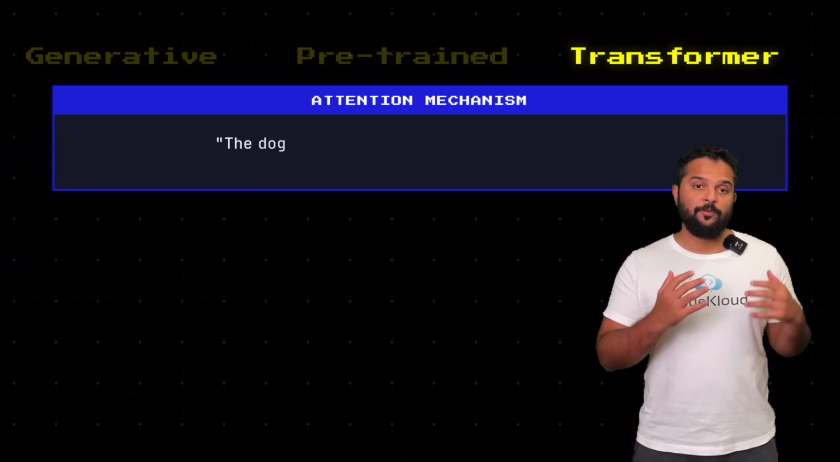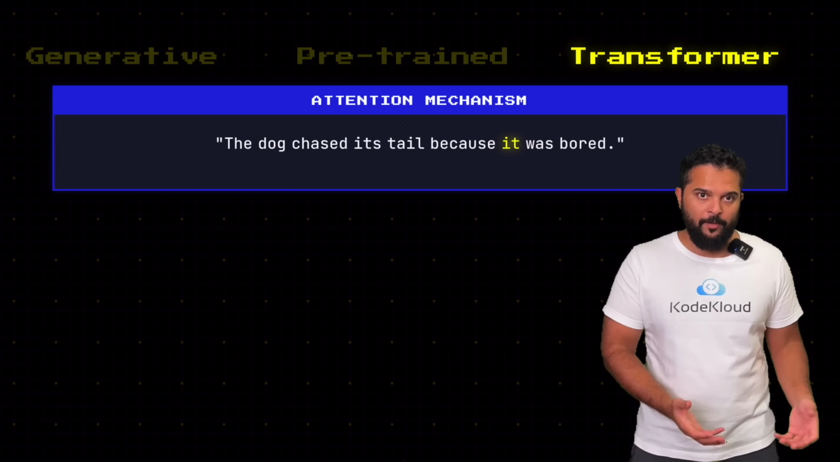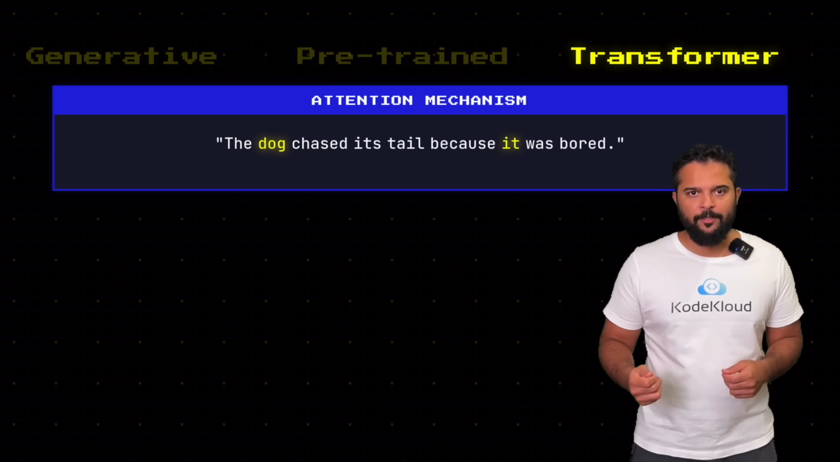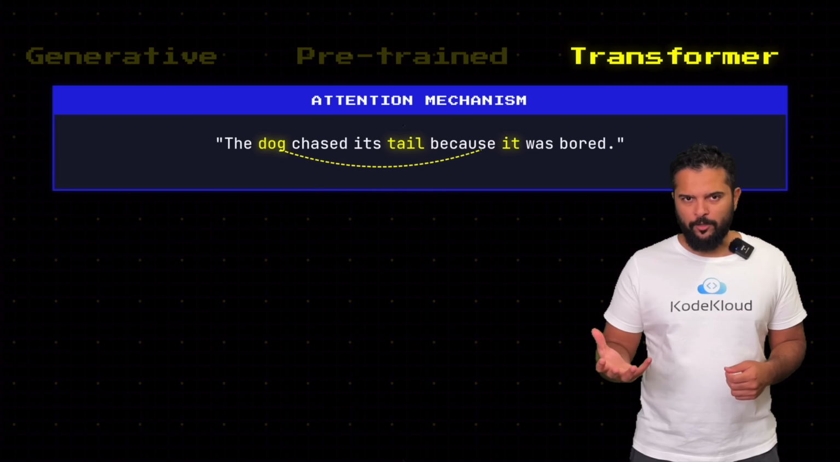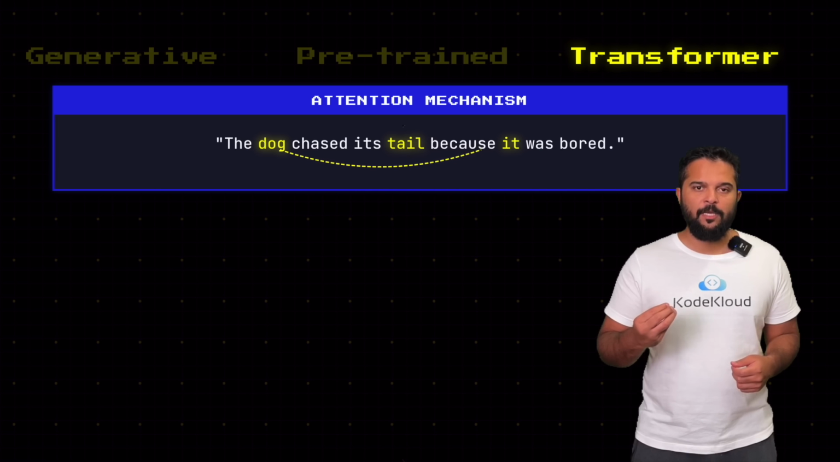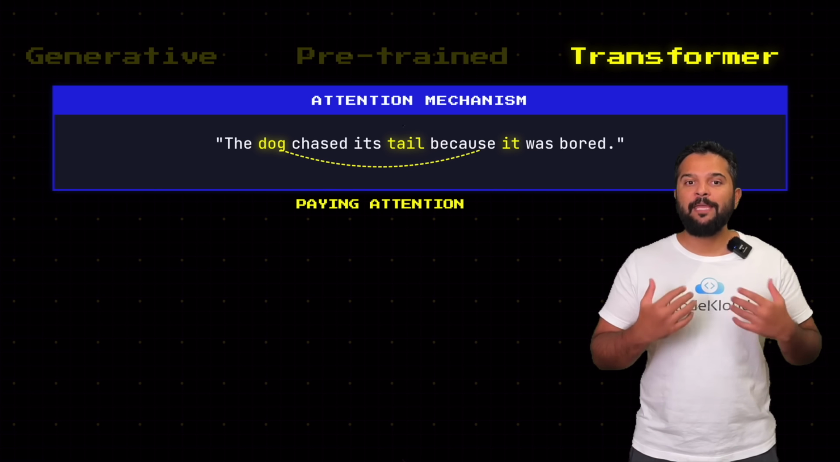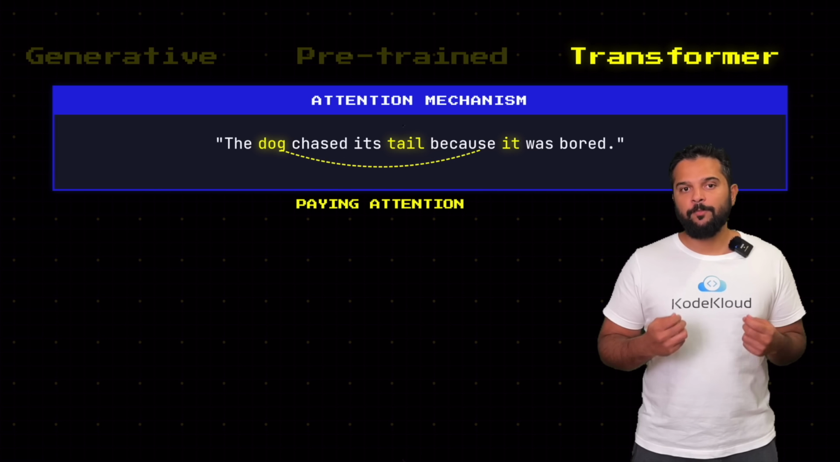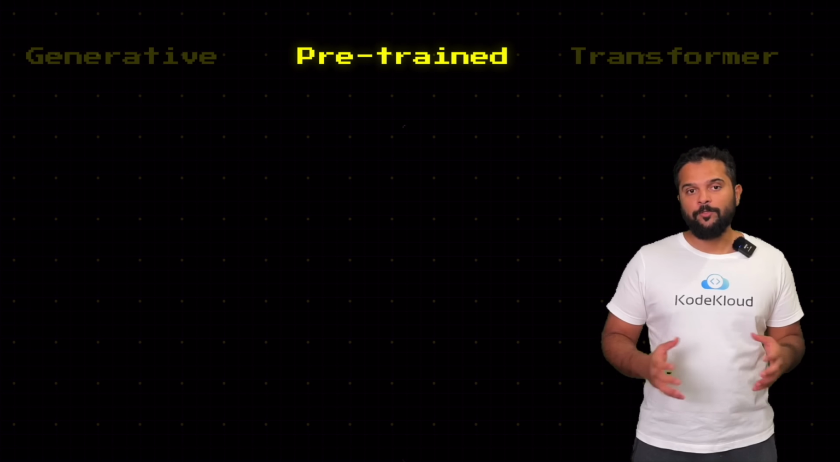For example, consider this sentence: the dog chased its tail because it was bored. What does "it" refer to here? The dog or the tail? You instantly know it's the dog. Earlier AI systems struggled with this. Transformers handle it easily because they can pay attention to the relationships between all the words simultaneously. So that's what transformers are.